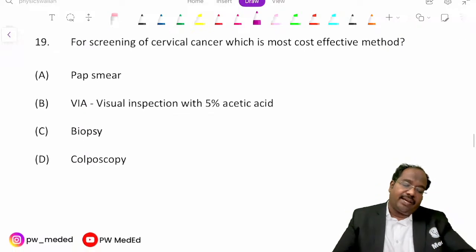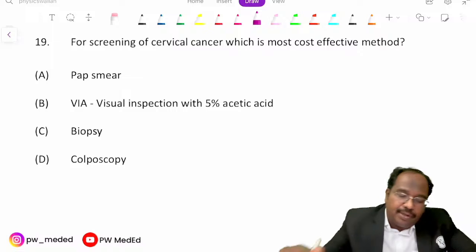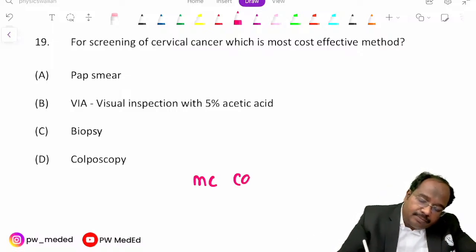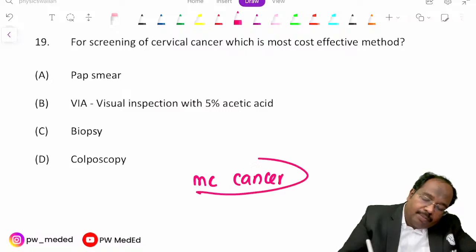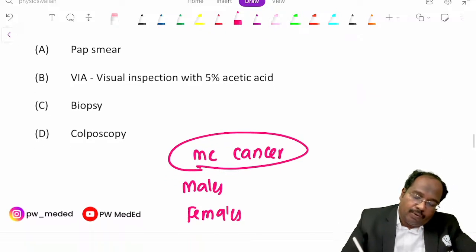For screening of cervical cancer, which is the most cost effective method? Before going into that, can you tell me what is the most common cancer? Most common cancer among males, females, and overall.